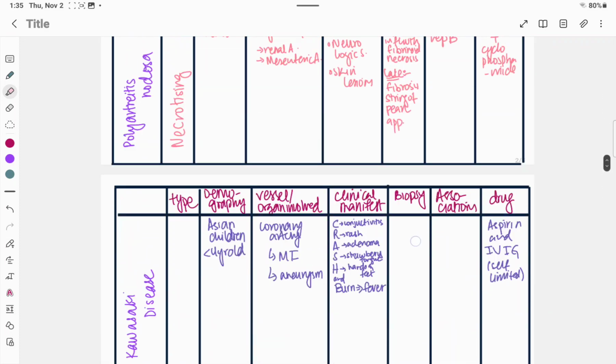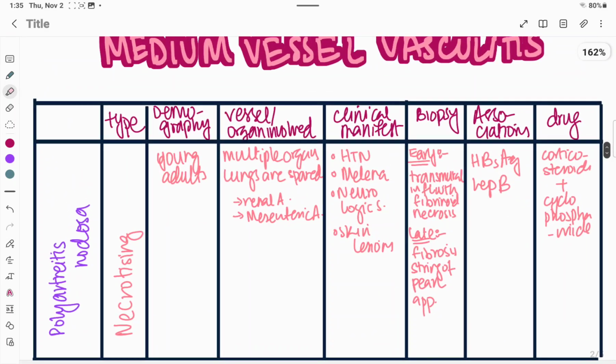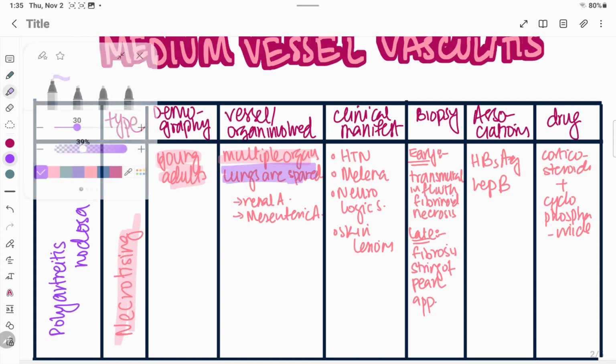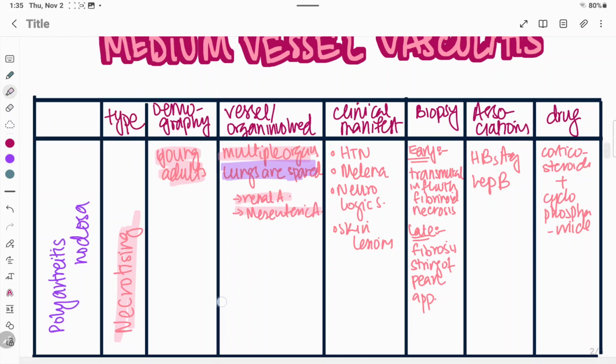We have three in this. Let's do polyarteritis nodosa first. In polyarteritis nodosa, what type is it? It is necrotizing. It is not granulomatous. Demography is young adults. Vessels: multiple organs, but the most important thing is that the lungs are spared. This is very important. What are the two most common arteries involved? Renal artery and mesenteric artery.